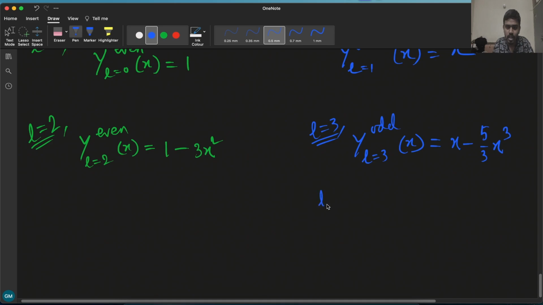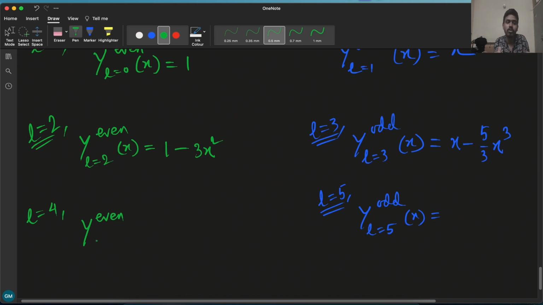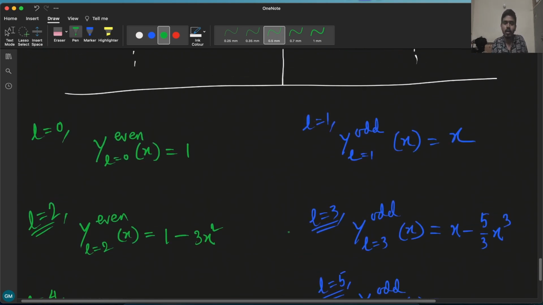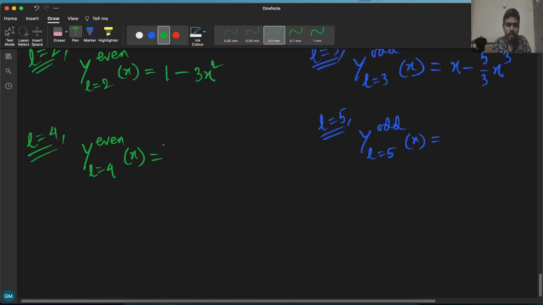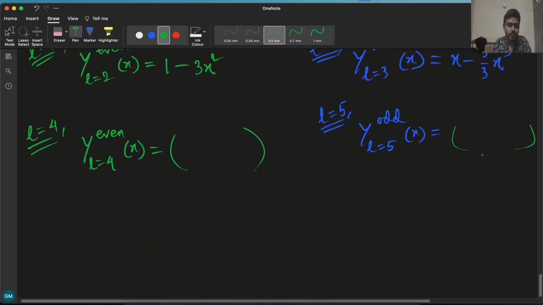Similarly, for L equals 5, the odd series will survive. You can find it. And for L equals 4, the even series will survive, or we will consider the even series basically. So these will be polynomials. It's not an infinite series anymore. So you can just calculate these functions.